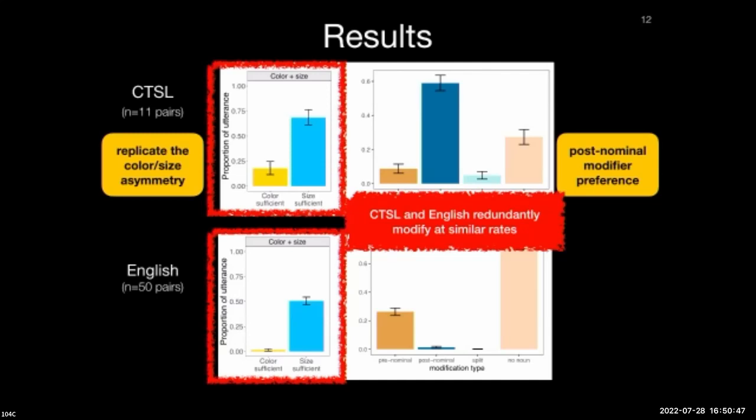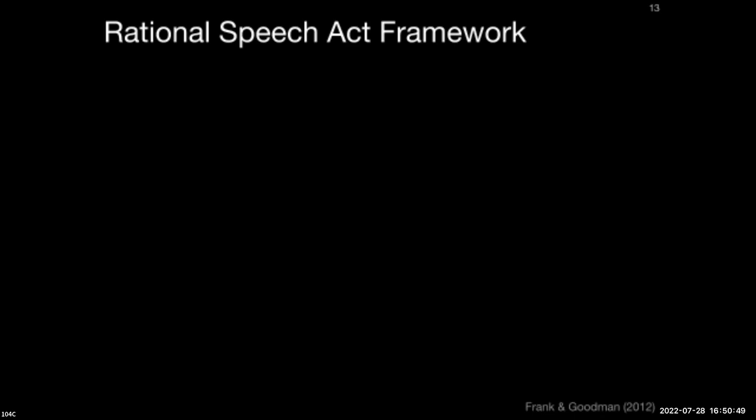So to model the behavior we observed in our CTSL signers, we considered a space of models that extend the rational speech act framework. This is a probabilistic formalism of pragmatic competence with listeners and speakers reasoning recursively about one another.